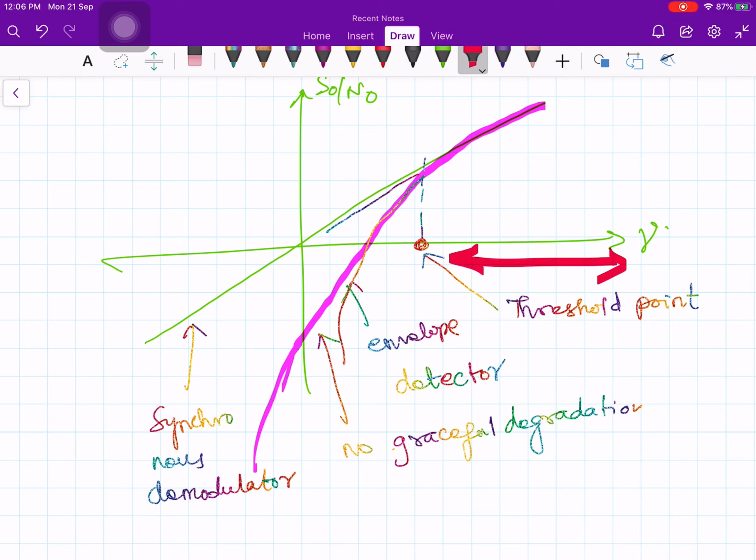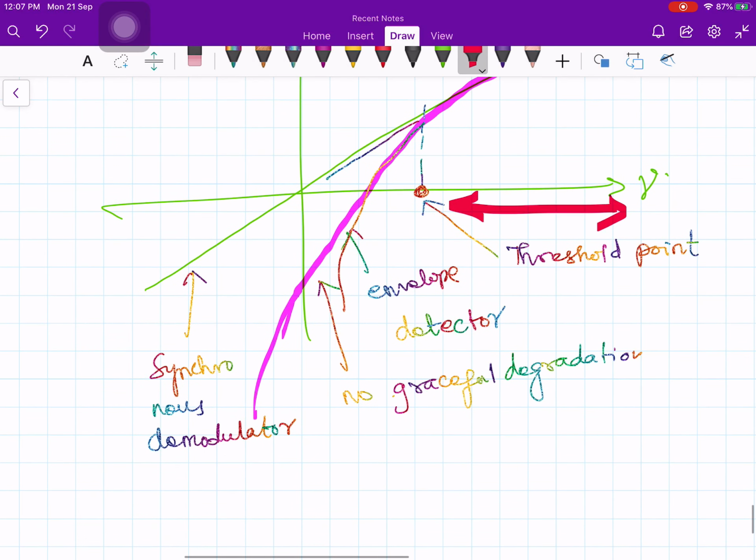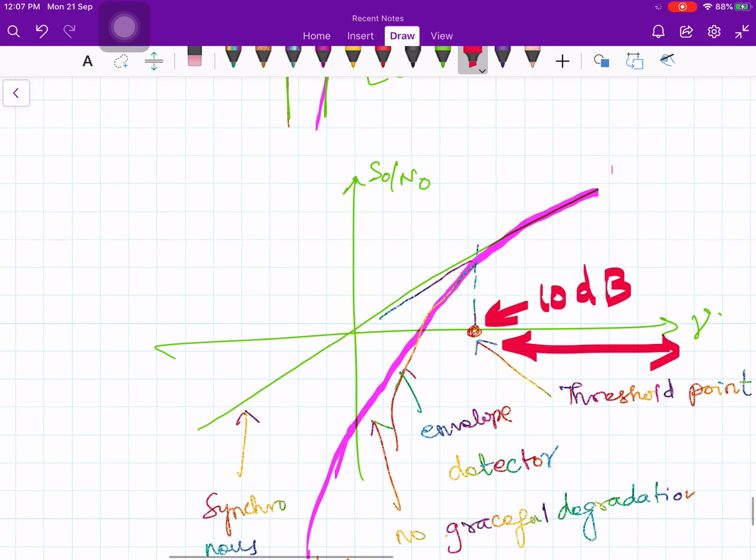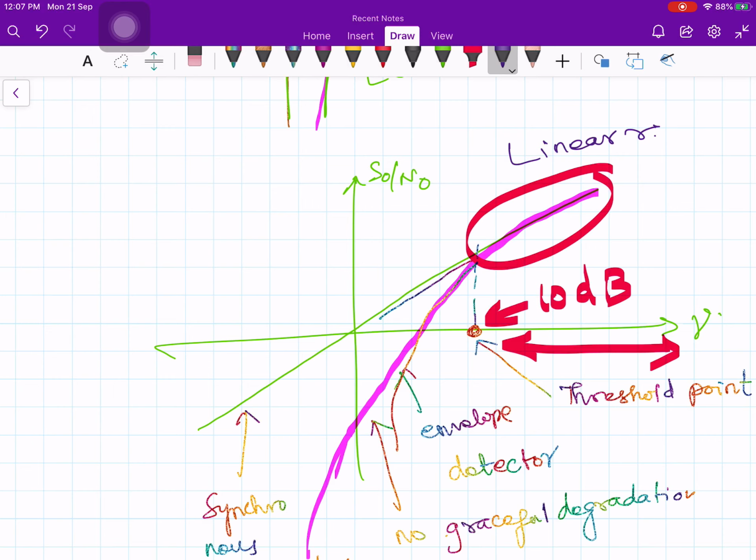Fortunately, this particular effect is not that important in typical broadcast applications, at least in amplitude modulation. The reason is that the value of the threshold at which this happens is of the order of 10 dB generally. That means unless my input SNR falls below 10 dB, I will continue to be more or less in this linear region. If my input falls below 10 dB, then I should worry.